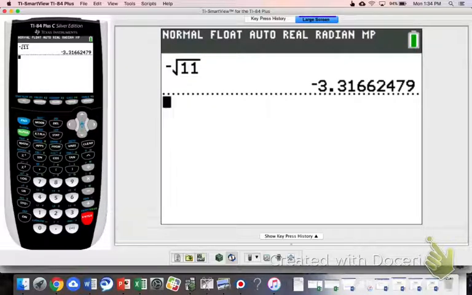Mr. Anderson, yeah, I can't find the square root button. Because there's not a living human inside.